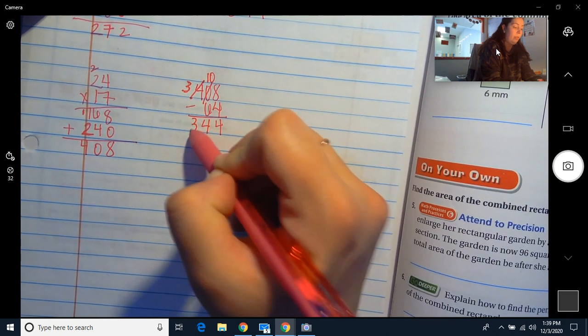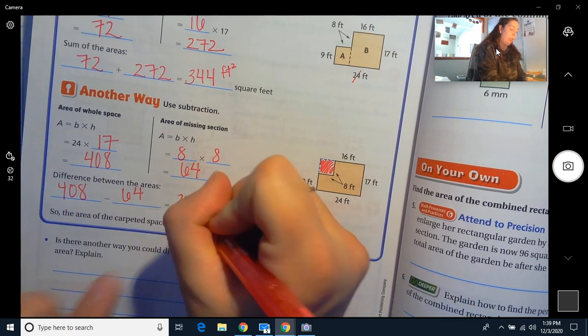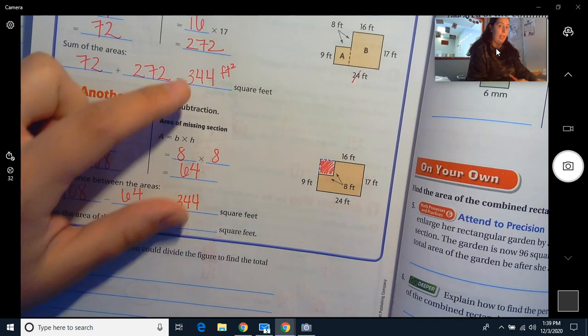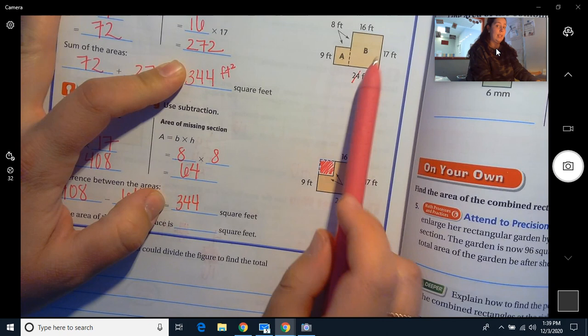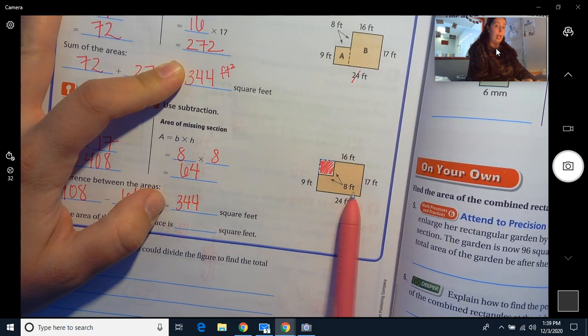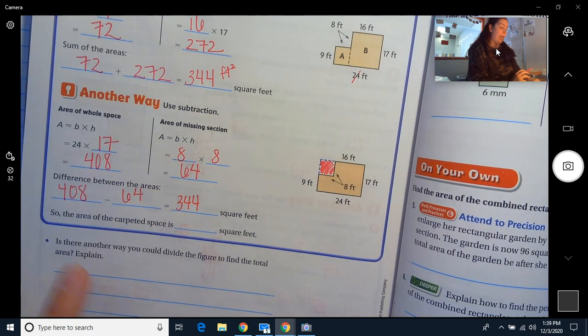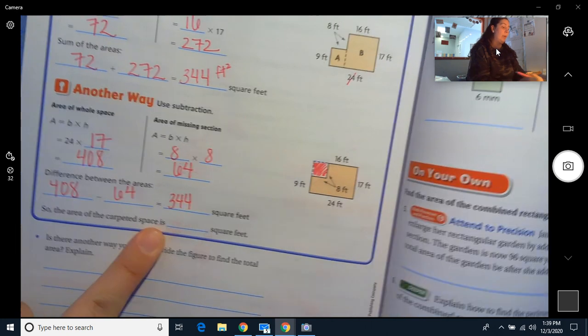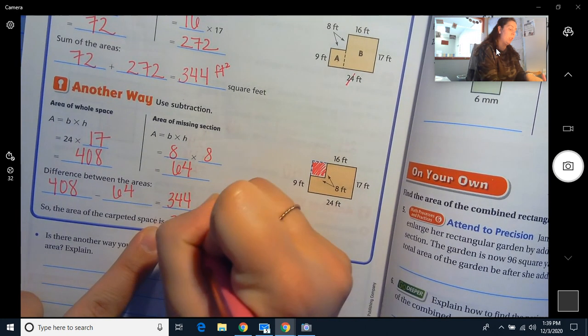3. Hey, guys, look. My answers are the same. 2 different methods of doing it, but same answer means I did my math right. Good job. So the area of the carpeted square is 344 square feet.